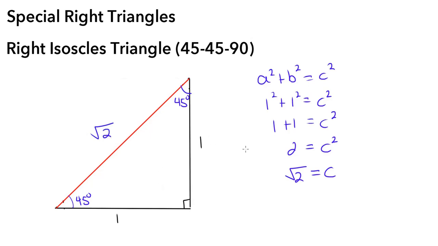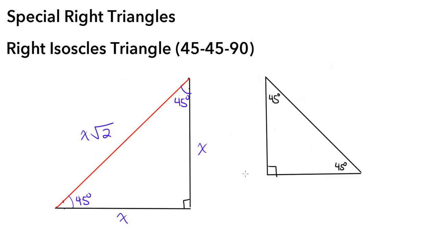And so now we can take these 1s and replace them with x's, and this gives us our formula, our relationship between the legs and the hypotenuse of all right isosceles triangles. The legs are x, and the hypotenuse is x radical 2, which means if you know the measure of a leg of a right isosceles triangle, all you have to do is multiply it by radical 2, and that gives you the measure of the hypotenuse.